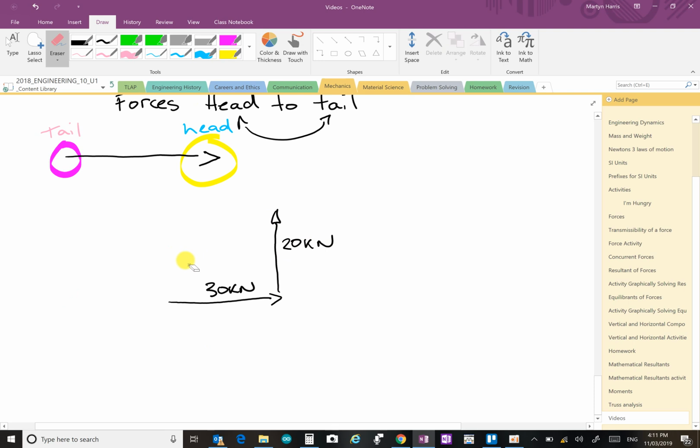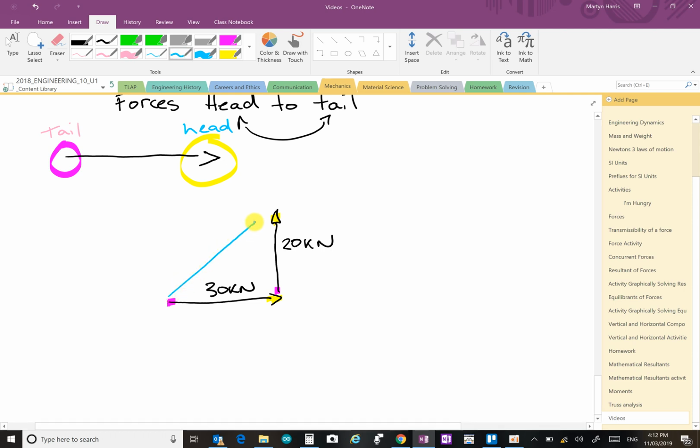Alright, so what's our resultant look like? Well, our resultant is going to be, and see how we've drawn this in. Sorry, let me explain this. This is the tail, and this is the head, and this is the tail, and this is the head. So I've drawn it in head to tail. See, we've got the head here attached to the tail. I don't have the head to head, I don't have the tail to tail, I have the head to tail. And this is my resultant.